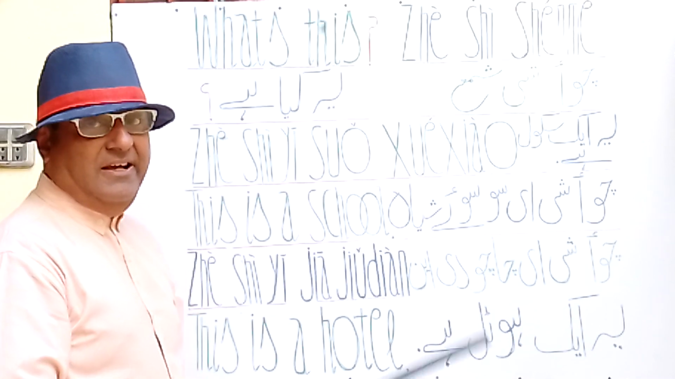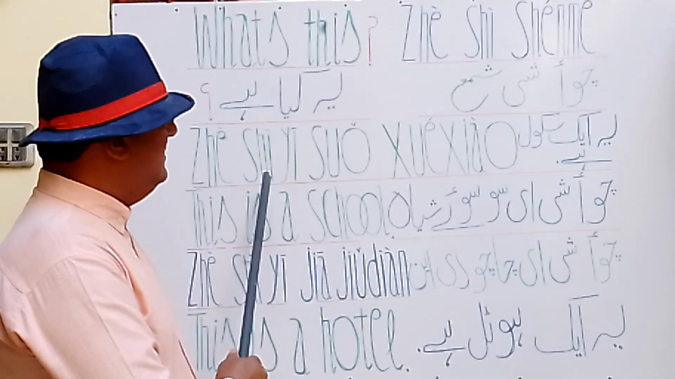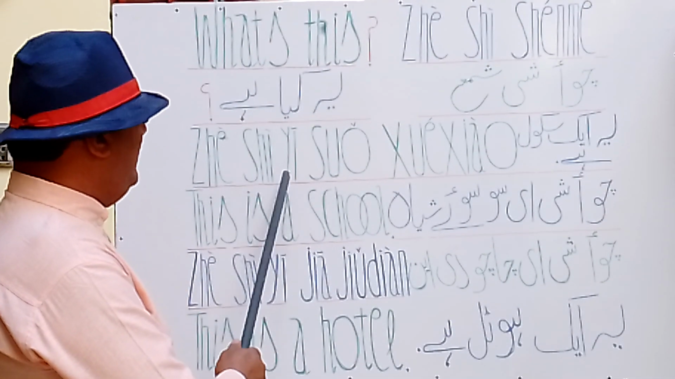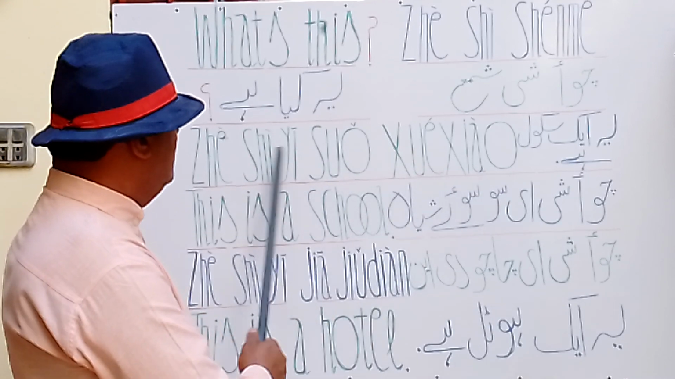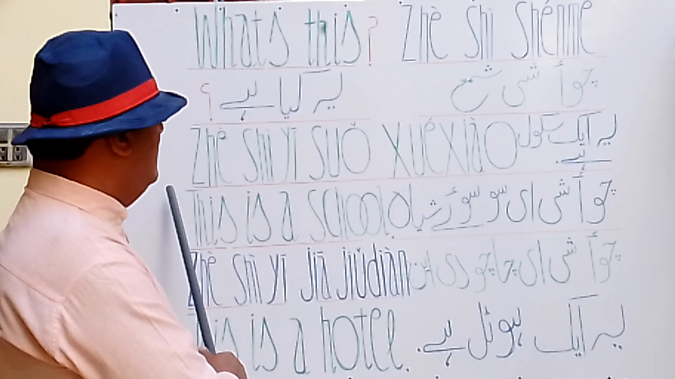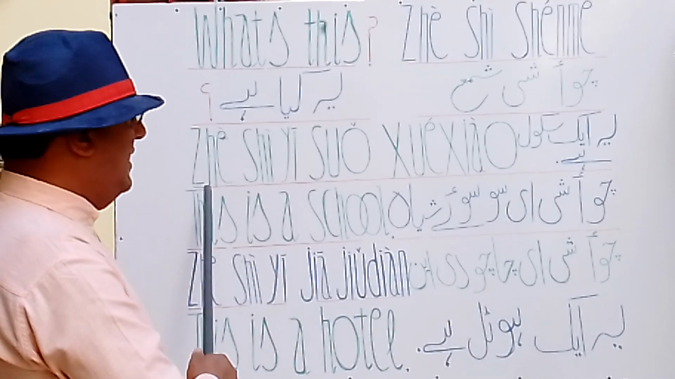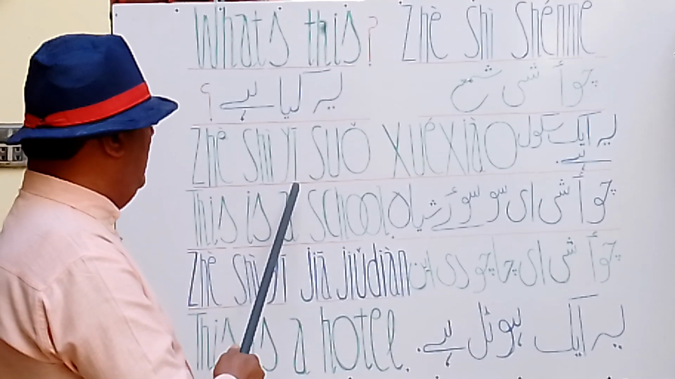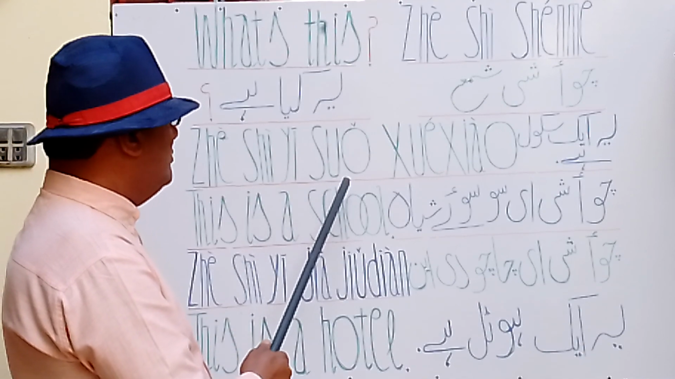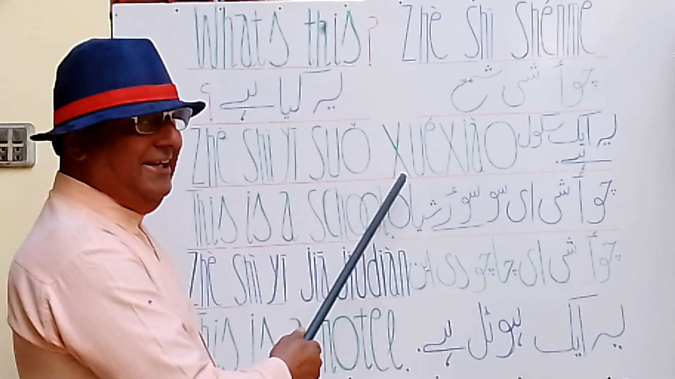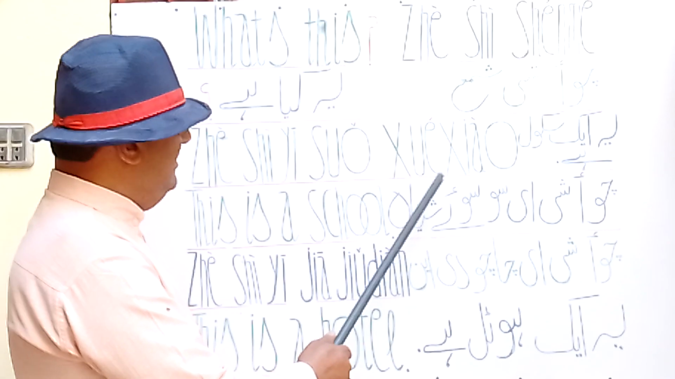Let's move next. You see, my students. Next one is chua shi so sue xia. Chua means this, shi means is, yi means one, and suo xue xiao means school.